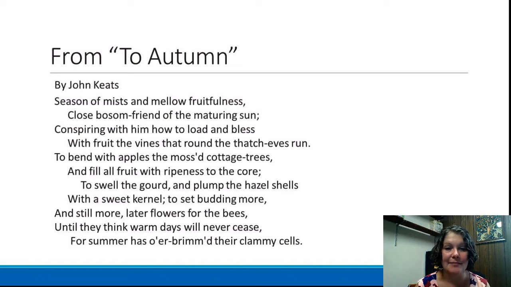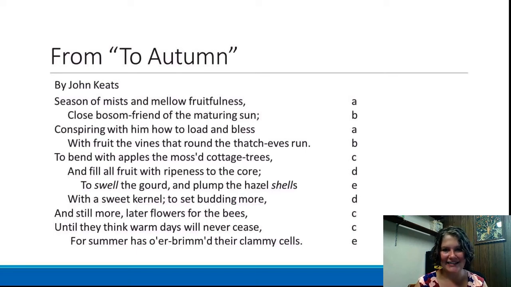Season of mists and mellow fruitfulness, close bosom friend of the maturing sun, conspiring with him how to load and bless with fruit the vines that round the thatch eaves run, to bend with apples the mossed cottage trees, and fill all fruit with ripeness to the core, to swell the gourd and plump the hazel shells with a sweet kernel, to set budding more and still more later flowers for the bees, until they think warm days will never cease, for summer has overbrimmed their clammy cells.